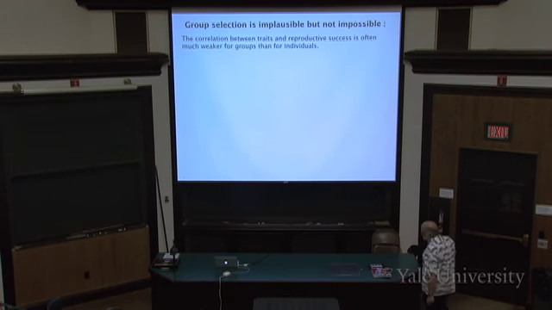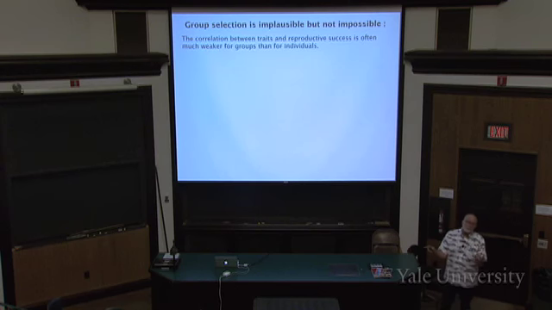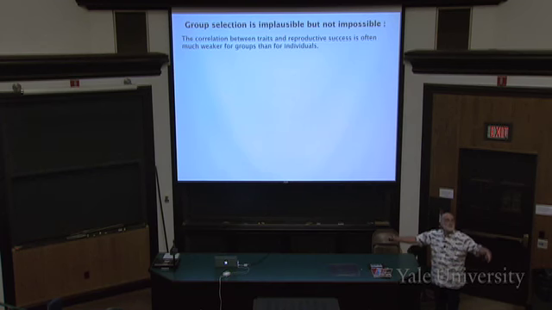Usually the correlation between a trait and reproductive success is much stronger for the individual agents than for the group in which they're embedded. And you have to think of the reproductive success of an individual as being its offspring and the reproductive success of the group as being the number of groups that it might found.